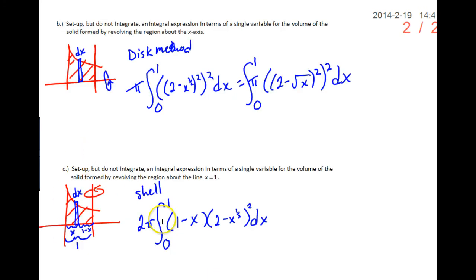Moving on to B, what would you get here? Well, you would probably get 1 point for having the limits and the constants, so that would be 0 and 1 and pi, 1 point for having the correct integrand, 2 minus x to the 1/2 squared, and then 1 point for having the squared on the outside. And then in C, once again, set up. We have 1 point for the limits, 0 to 1, and the constant, the 2 pi, 1 point for the radius, and 1 point for the height. So 9 points for this free response question.